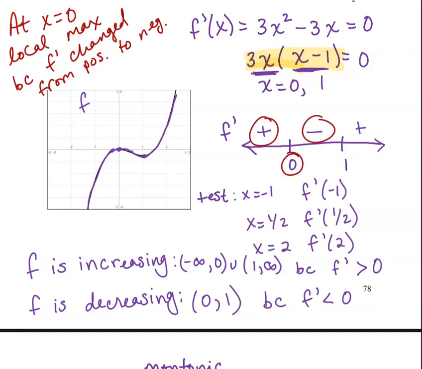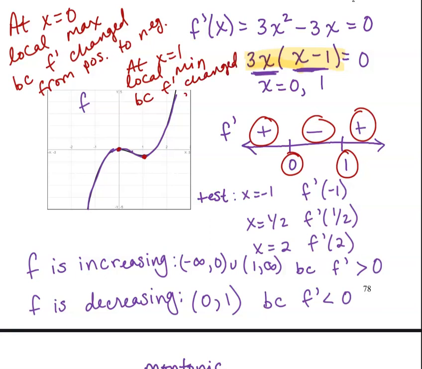And that's what we see in the number line, positive to negative, and that change occurred at 0. On the other hand, at 1, f prime changed from negative back to positive. So we would have said at x equals 1, we had a local minimum, and you can see that in the graph. There it is, right there. There was our maximum, there was our minimum. A local minimum because f prime changed from negative back to positive.